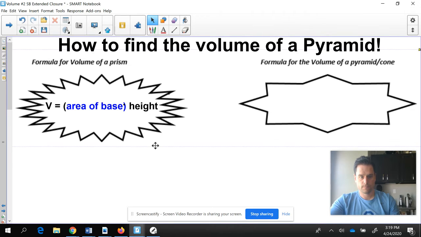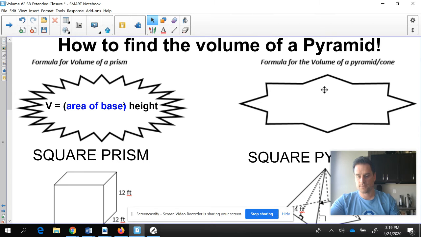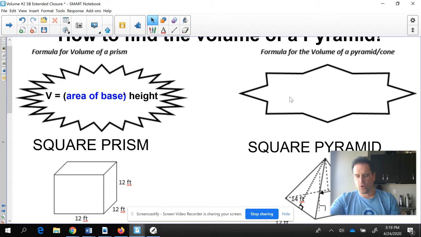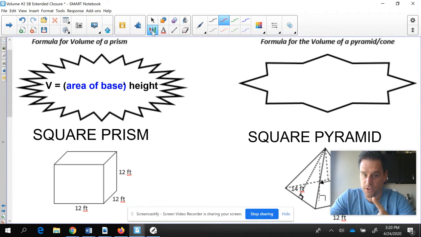If the square prism is area of the base times height, the formula for the pyramid can't hold 3 times more. It can hold 3 times less. So hopefully you figured that out. So the volume equals blank. That's the secret.